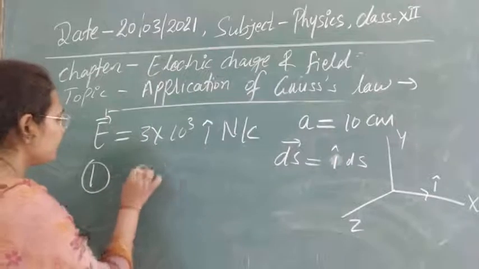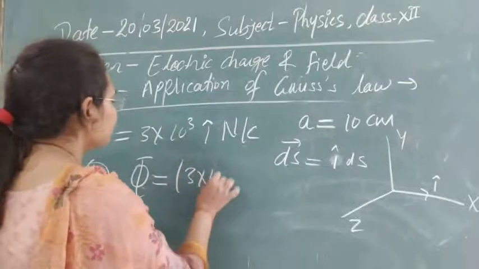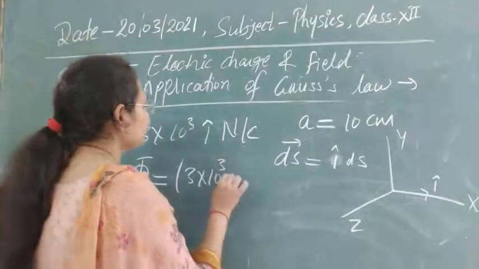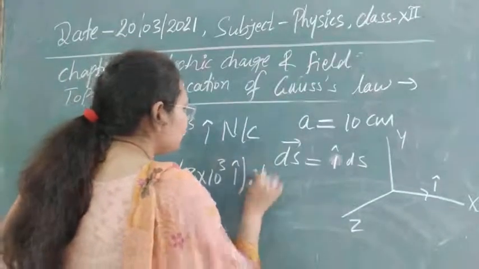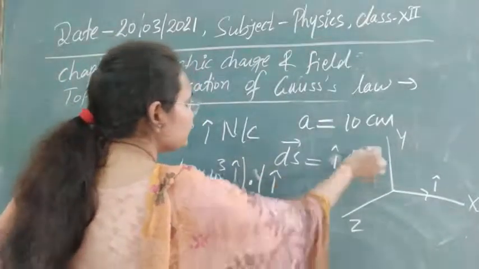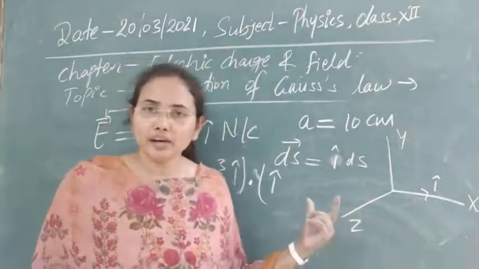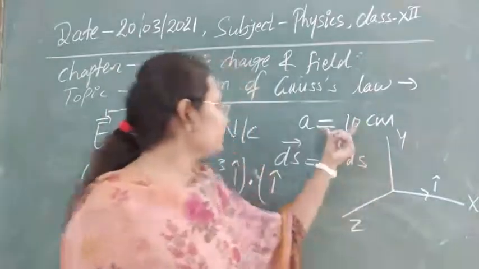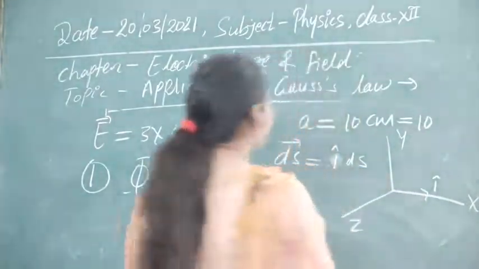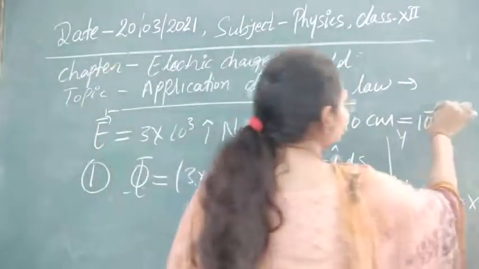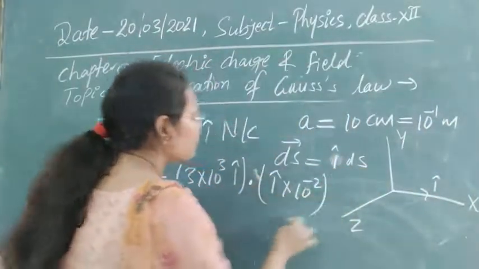After that we can use the simple flux formula to calculate it. So for this case phi will be equal to E dot ds. So E is given, that is 3 into 10 power 3 i cap, dot ds is i, and this ds is the magnitude of the area of this square. So the area of the square is a square. First let's convert it into meters, so this will be 10 power minus 1 meter.